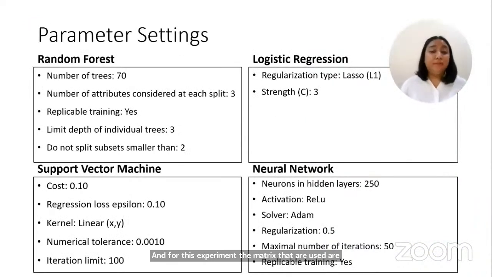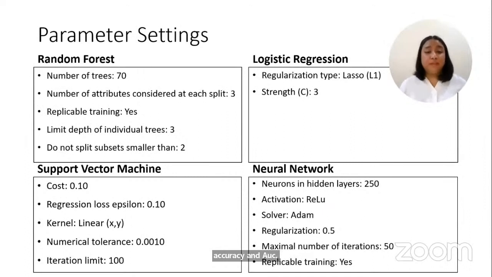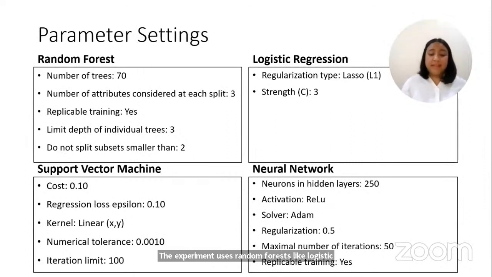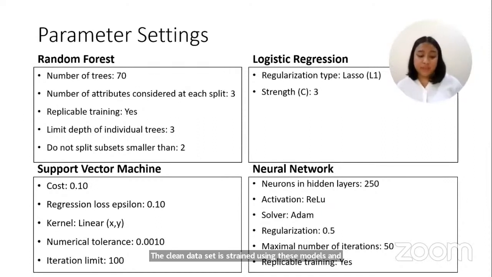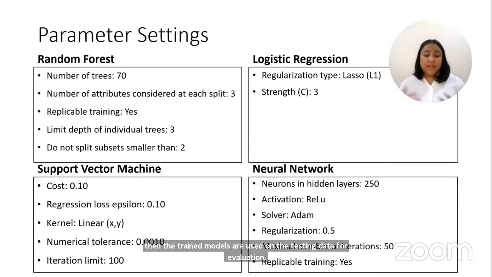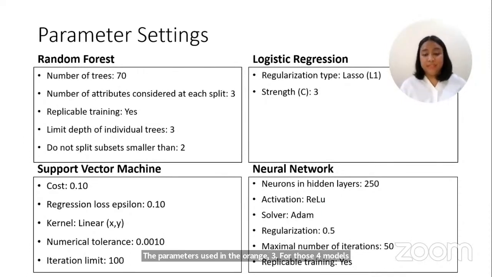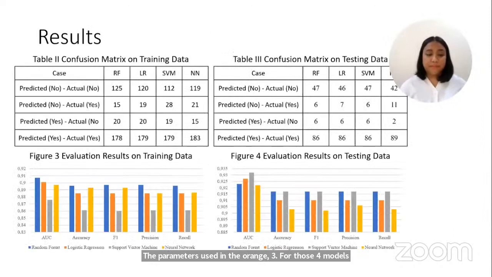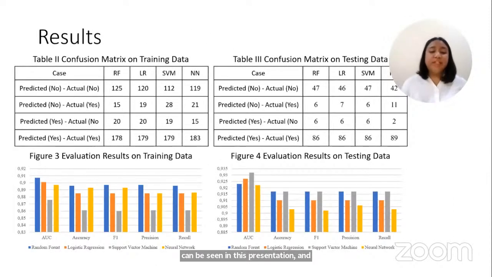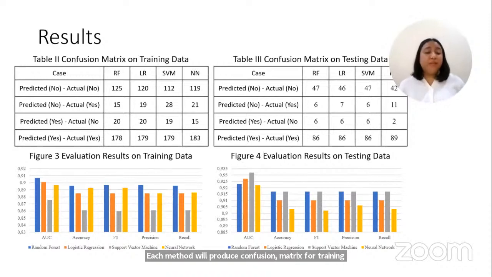The experiment uses random forest, logistic regression, support vector machine, and neural network. The clean dataset is trained using these models, and then the trained models are used on the testing data for evaluation. The parameters used in Orange 3 for those 4 models can be seen in this presentation. In this experiment, each method will produce a confusion matrix for training and testing data. The complete results are tabulated in Table 2 and 3 as training and testing respectively.